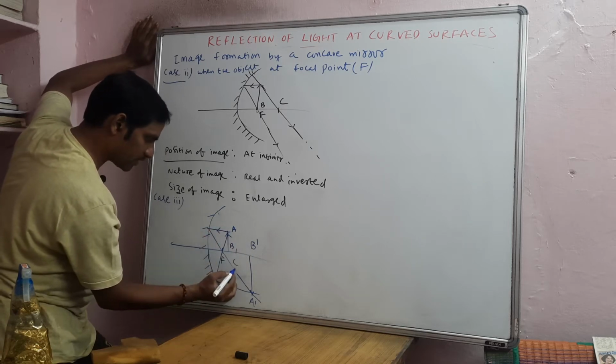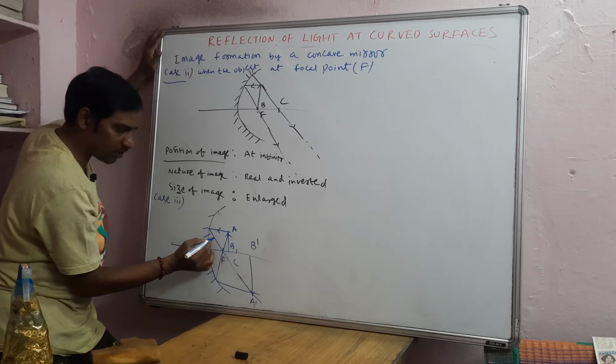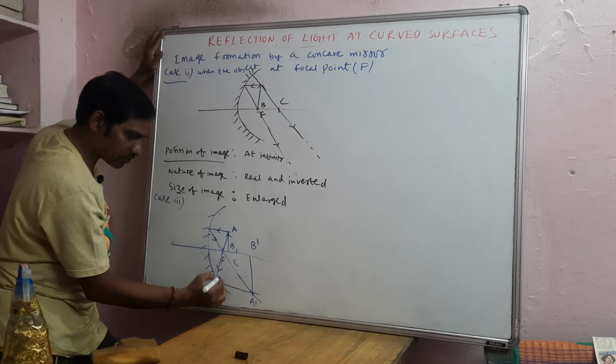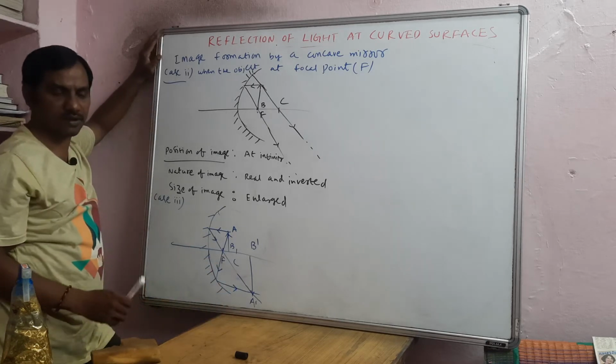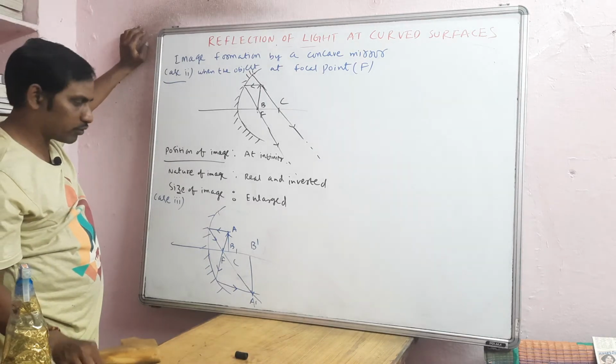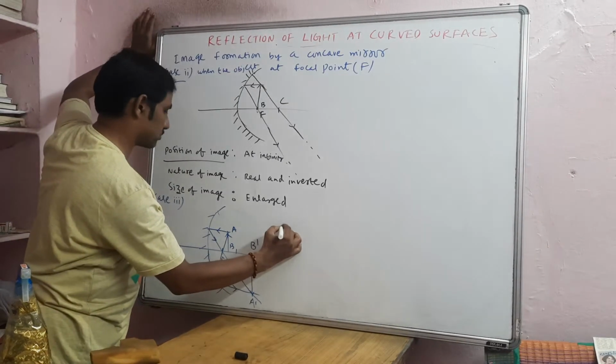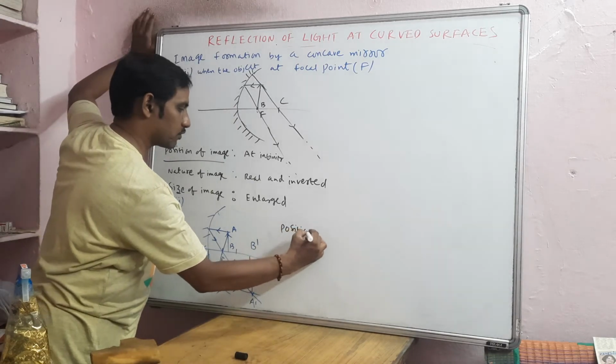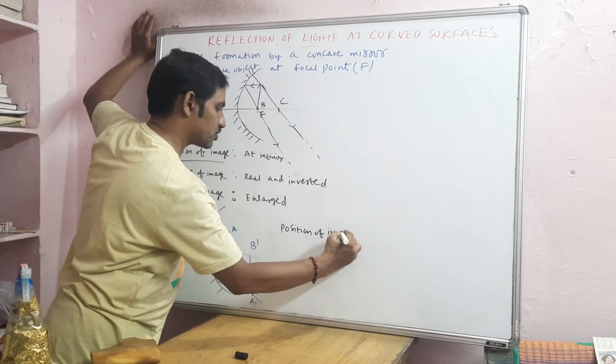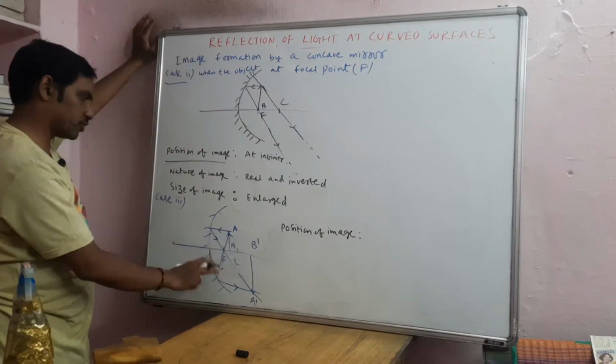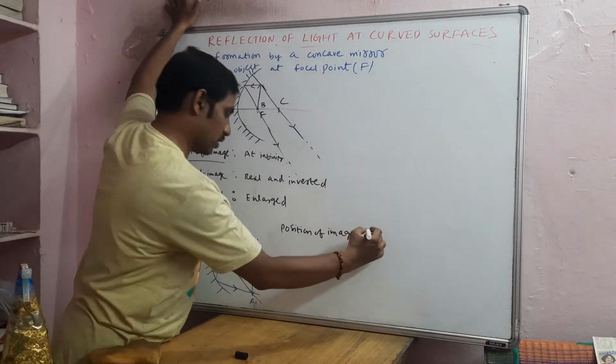Okay, so see how the incident ray is passing and after reflection how it is passing, and again the incident ray and after reflection how it is passing. Like that. Now you can write the position. So now write position of image. What is the position of image? The position of image is beyond C.